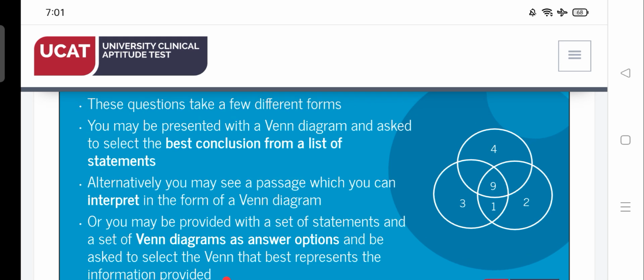Now in these types of questions, Venn diagrams are provided to you to solve your questions. But there is a possibility that Venn diagrams could be in the form of questions or in the form of an answer. If the Venn diagram is in the form of a question, some conclusion or statement will be given to you and you have to conclude the data from the Venn diagram and select the best statement. If a passage is given to you, then you have to conclude your answer in the form of a Venn diagram.